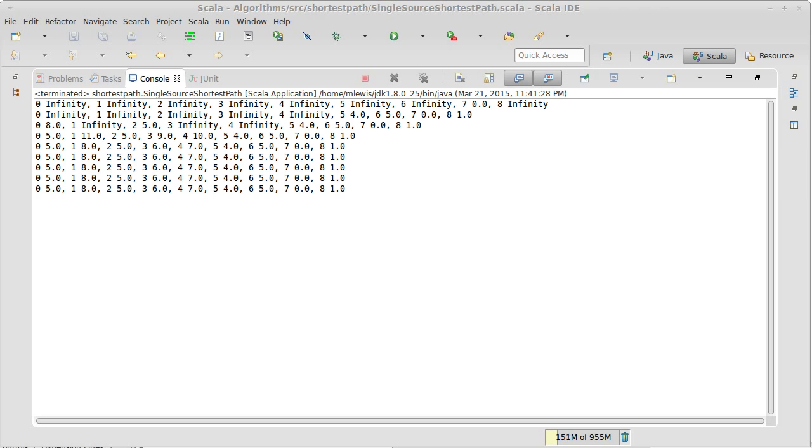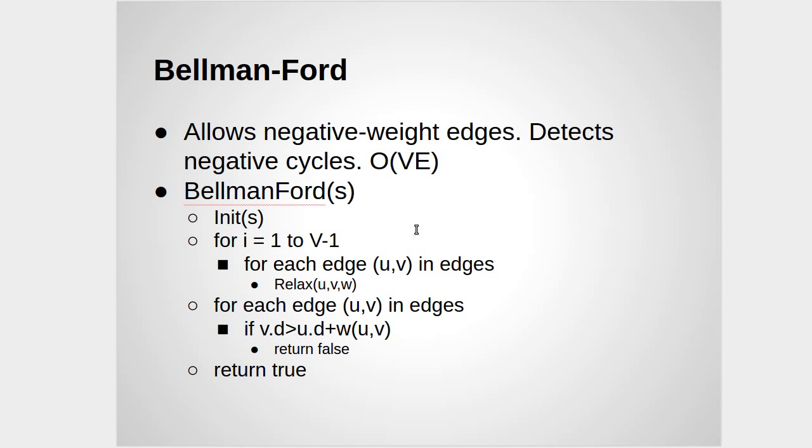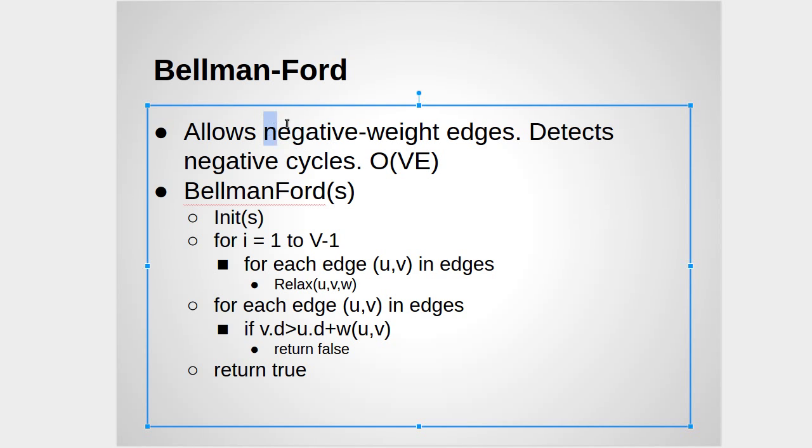Once again, it is order V times E, which might not be too bad for sparse graphs. It's not so happy for dense graphs, but it does have the advantage that it allows negative weight edges. It does not break in that situation. And this check down here will tell us if there are any negative weight cycles. And so it's a very robust algorithm in that sense.